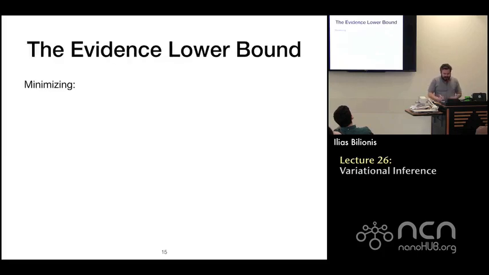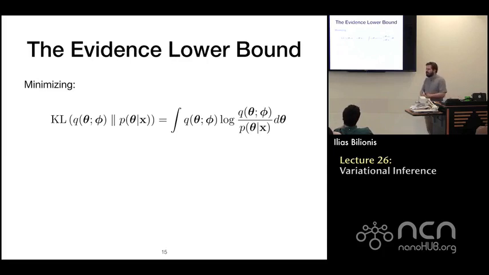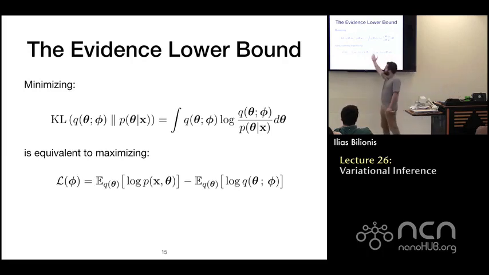Alright. So minimizing the Kullback-Leibler divergence is equivalent to maximizing this quantity. Why is it equivalent? It's very simple to see. I have space to do the proof in the next slide, but I will probably skip it. I can just tell you. You just expand this, you put a minus sign in front of it, and you will get something similar to that.